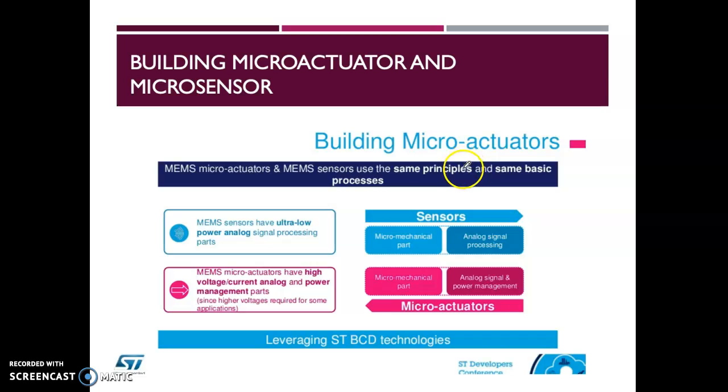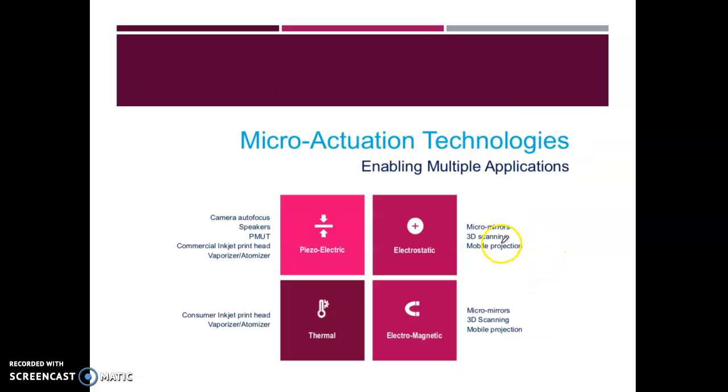Okay. To build the micro actuator and micro sensor, you need some power. For a MEMS sensor, we need a very small power to allow the sensor to work. But for an actuator, you need much higher power in order for the device to have the physical change, because you need some mechanical part there.